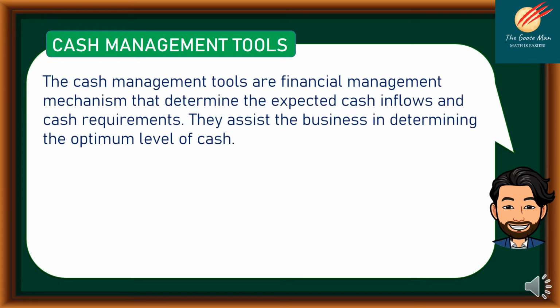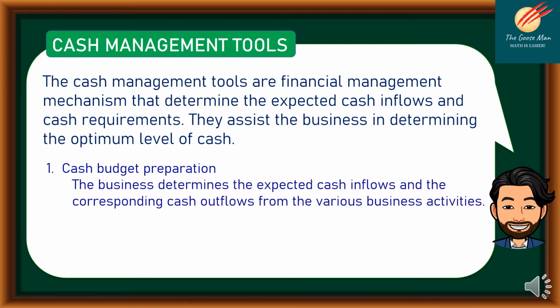The first of which is the cash budget, a financial management mechanism that determines the expected cash inflows and cash requirements. They assist the business in determining the optimum level of cash. Speaking of which, we have the following steps. We have cash budget preparation, which means that the business determines the expected cash inflows and the corresponding cash outflows from the various business activities.